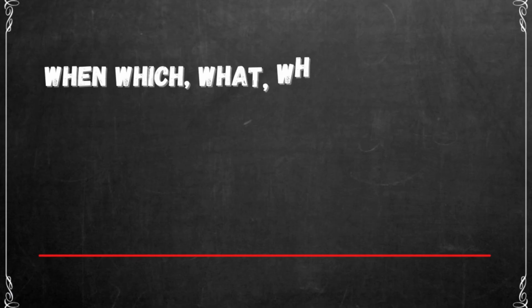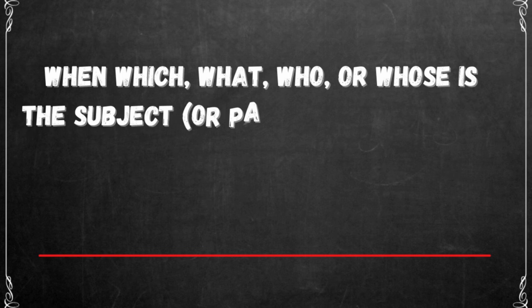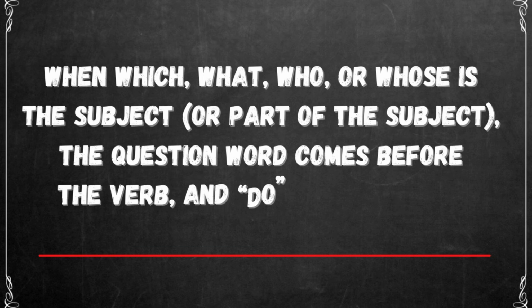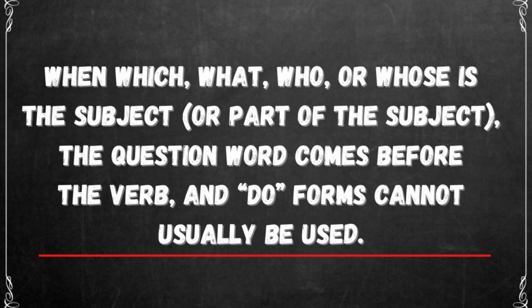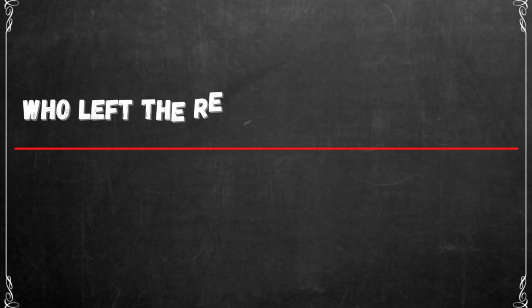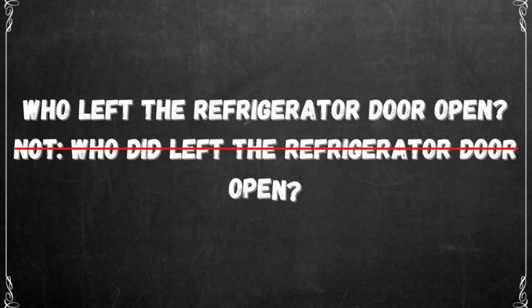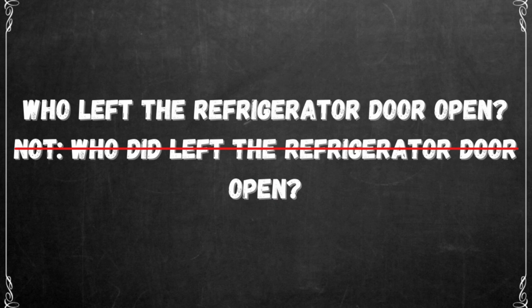Now let's look at word order when the question word is the subject. When which, what, who, or whose is the subject or part of the subject, the question word comes before the verb and do forms cannot usually be used. For example, who left the refrigerator door open? Here we see the question word who comes before the verb left. Who left the refrigerator door open? Not who did left the refrigerator door open.